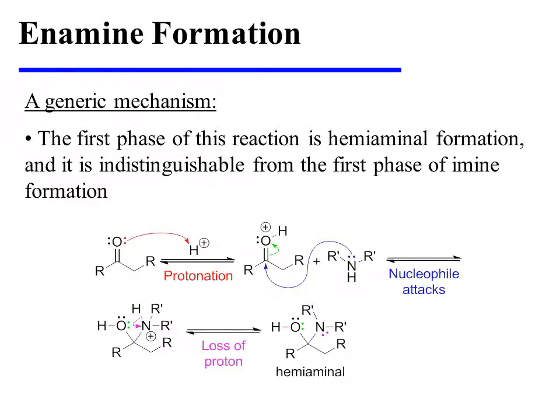The first phase of this reaction is hemiaminal formation, and it is indistinguishable from the first phase of imine formation. The carbonyl oxygen is first protonated, and this enhances the electrophilicity of the carbonyl carbon. That in turn invites the attack of the amine on that electrophilic carbonyl carbon, and the carbonyl pi electrons are displaced onto oxygen. The ammonium ion thus formed sheds a proton to the medium to provide the hemiaminal intermediate.